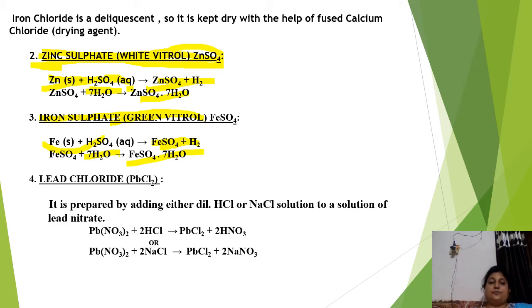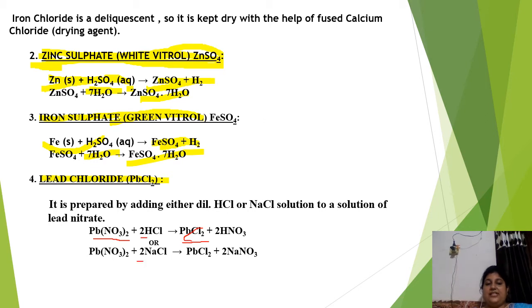The next compound is lead chloride. It can be prepared from lead nitrate. When lead nitrate reacts with either HCl or NaCl, it results in the formation of lead chloride. Lead is the positive ion, it will replace hydrogen and attach with chlorine. Hence, the lead chloride is formed.